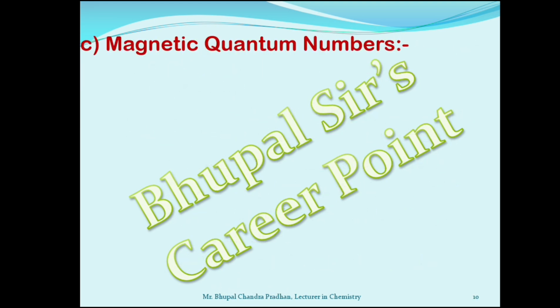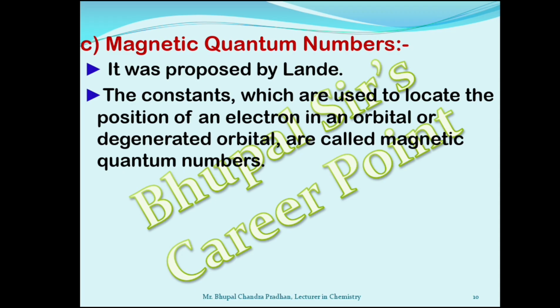Now, the third quantum number, that is magnetic quantum number. Who proposed it? It was proposed by Lande. What do you mean by magnetic quantum number? The constants which are used to locate the position of an electron in an orbital or degenerate orbital are called magnetic quantum number. How is it represented? It is represented by the symbol m.